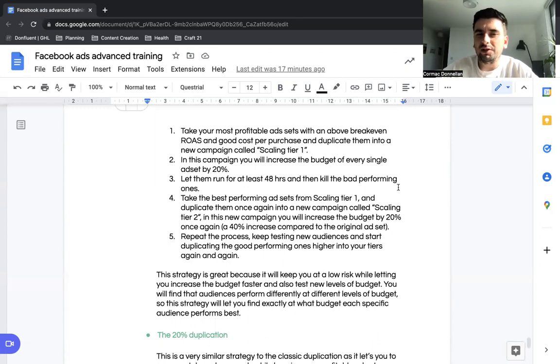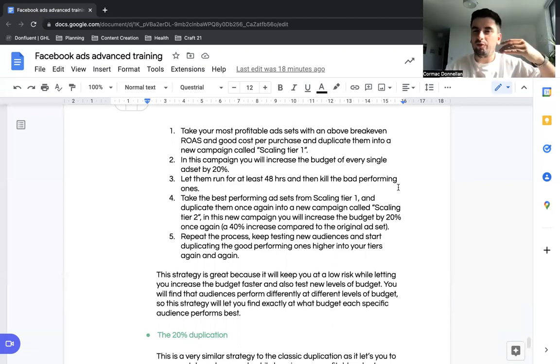In this campaign, you will increase the budget of every single ad set by 20%. So let's say you had a campaign running before with 2 ad sets. What you're going to do is duplicate the most profitable ad sets and put them into a new campaign called Scaling Tier 1, and you're going to increase the budget by 20%. So let them run for at least 48 hours and then kill the bad performing ones. Take the best performing ad sets from Scaling Tier 1 and duplicate them once again into a new campaign called Scaling Tier 2. In this campaign, you will increase the budget by 20%. Again, a 40% increase compared to the original ad set.